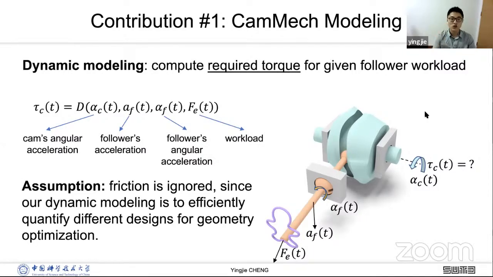The assumption here is that friction is ignored, since our dynamic modeling is to efficiently quantify the different designs for geometry optimization rather than precise physical simulation. And in actual fabrication, we add some lubricating oil to reduce the friction.